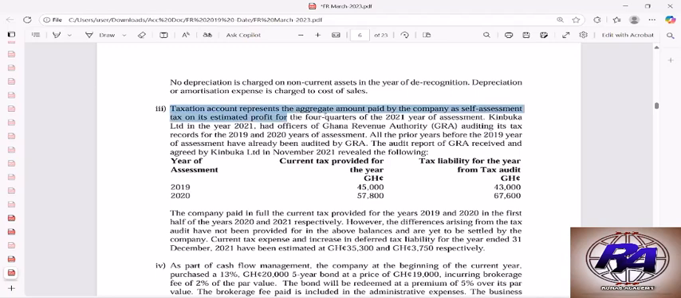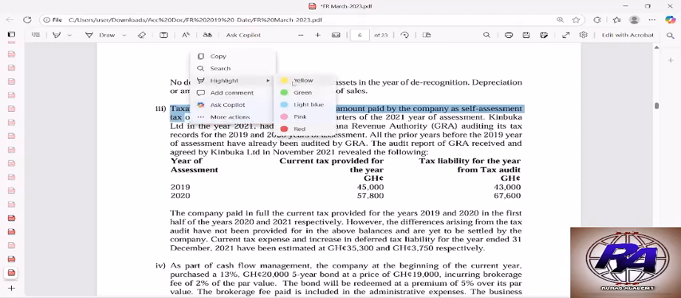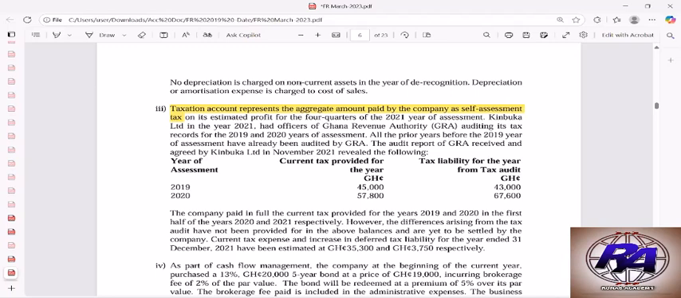Taxation accounts represent the aggregate amount paid by the company as self-assessment tax. Now, self-assessment is what we make provisions for, what we do on our own before the tax authorities come. It's what we call self-assessment tax. If you do taxation as a course, you'll get to know the meaning of self-assessment.